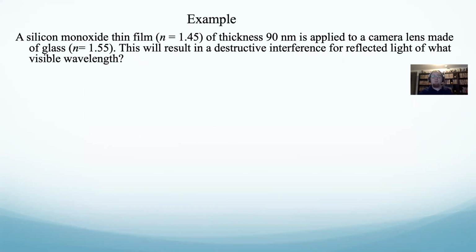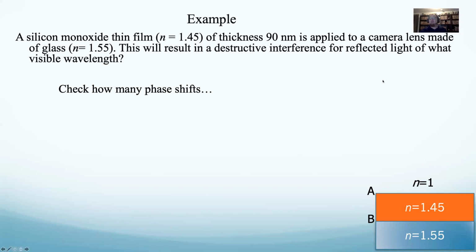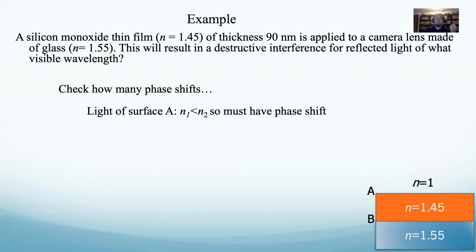So if I want to do this, I've got to start by checking how many phase shifts I have. They don't say what we're starting in, but if you're using a camera, we're probably in the air. So let's assume we're in the air, and I'm going from air to 1.45 to 1.55. When light goes from n equals 1 to 1.45, it's going up in index of refraction, so it must have a phase shift. When light goes from 1.45 to 1.55, it's going up in index of refraction, so it must have a phase shift. So this is two phase shifts.